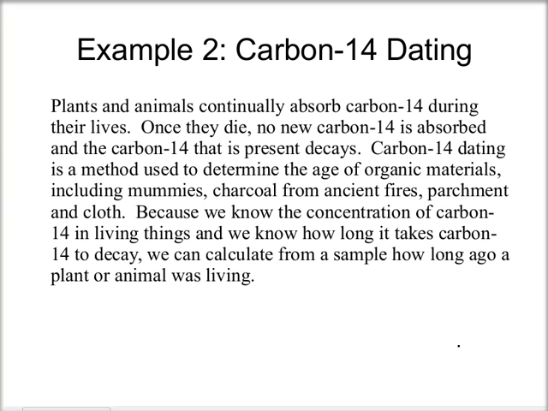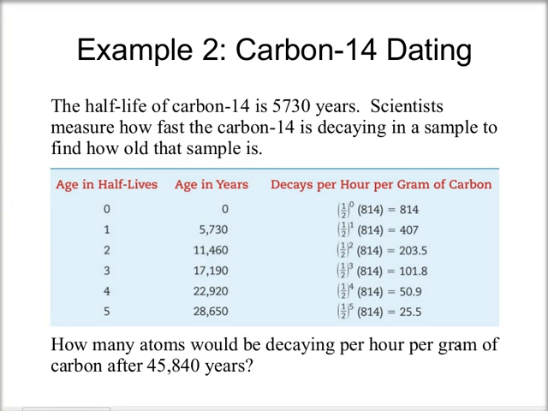Because we know the concentration of carbon-14 in living things, and we know how long it takes carbon-14 to decay, we can calculate from a sample how long ago a plant or animal was living. And to do that, we're going to look at this chart here. So the half-life of carbon-14 is 5,730 years, and scientists measure how fast the carbon-14 is decaying in a sample to find out how old that sample is.